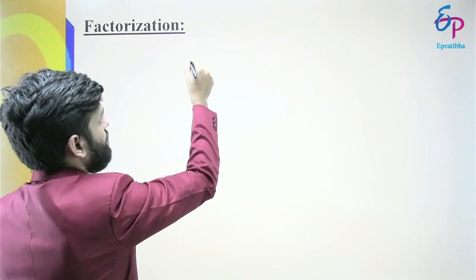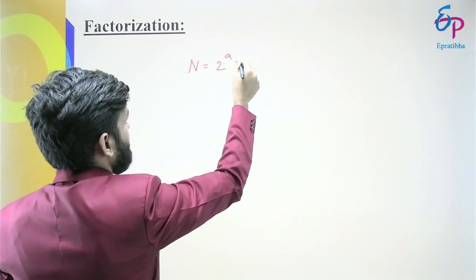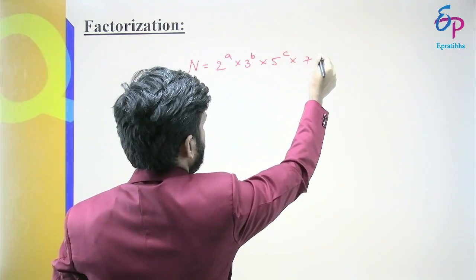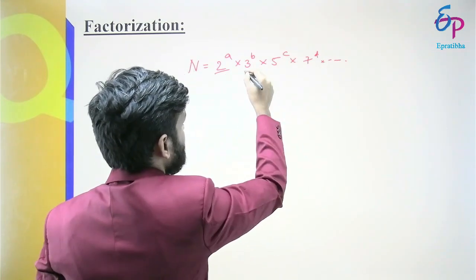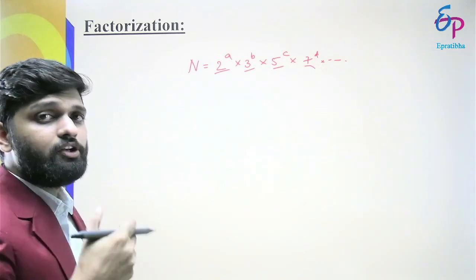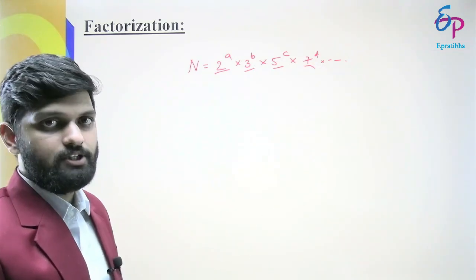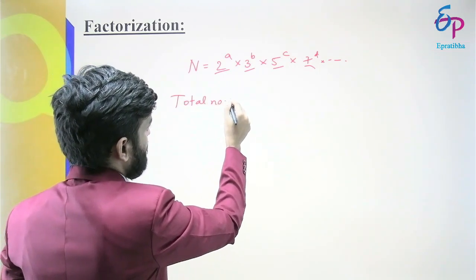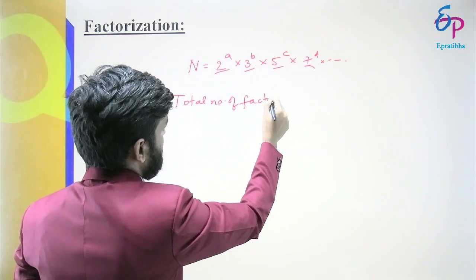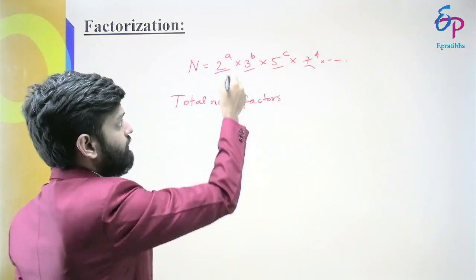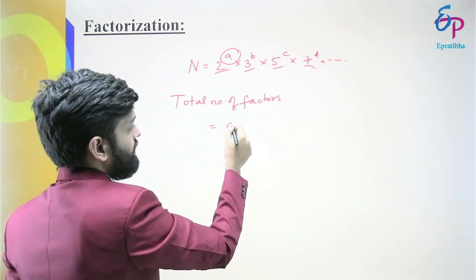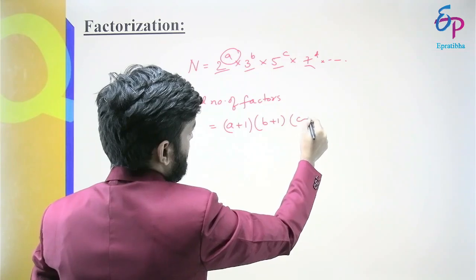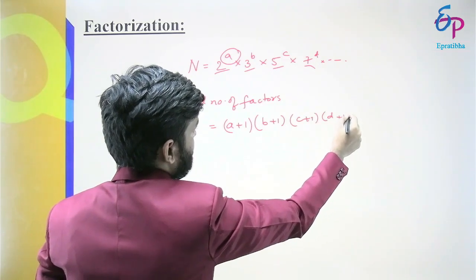If there is a number like 2 power A, 3 power B, 5 power C and 7 power D, something like that, these numbers should be prime numbers. So how can you calculate? First you have to prime factorize the number, and if you want to calculate the total number of factors, we add 1 to each power. Total number of factors is (A plus 1) into (B plus 1) into (C plus 1) into (D plus 1), and so on.